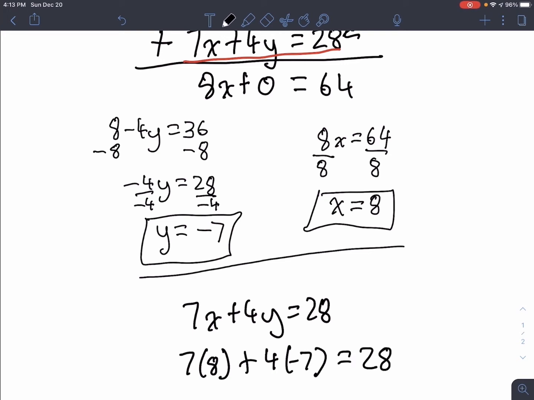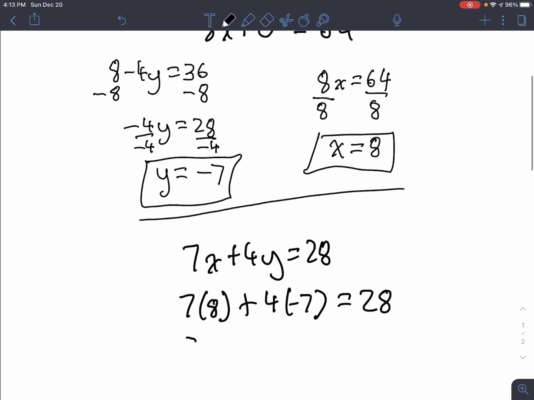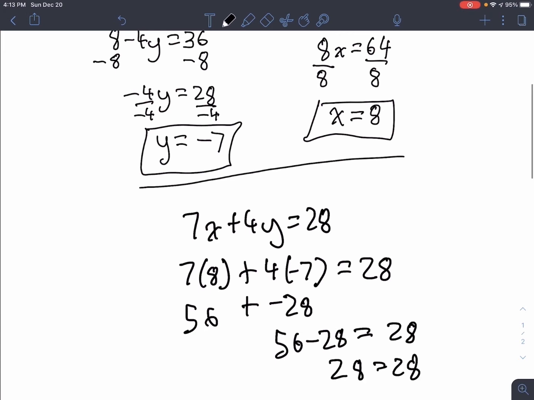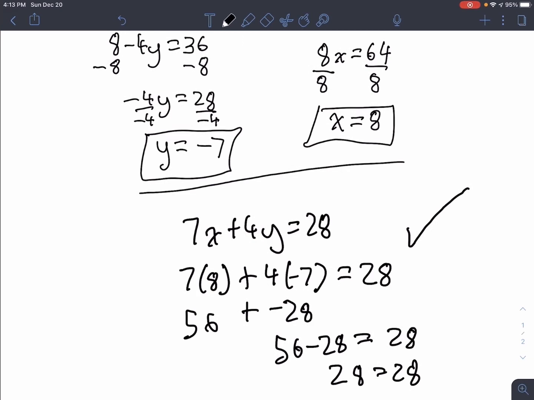7 times 8 simplifies to 56. And 4 times negative 7 simplifies to negative 28. 56 plus negative 28 is equal to 56 minus 28, which results in 28. 28 equals 28. So now we know that our problem is correct and x is equal to 8 and y is equal to negative 7. This is how you solve a system of equations with the elimination method. Let's do a few more problems to get used to this method.